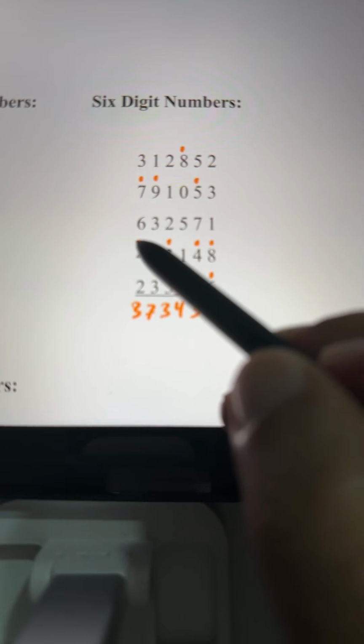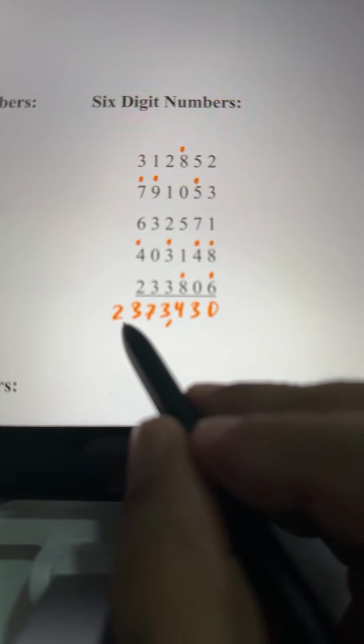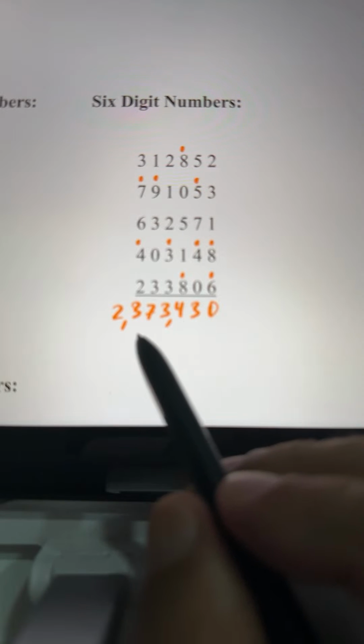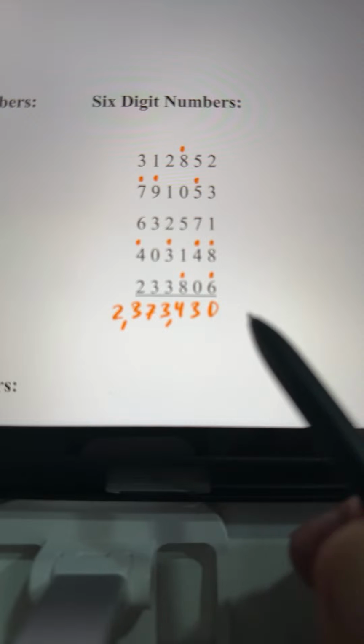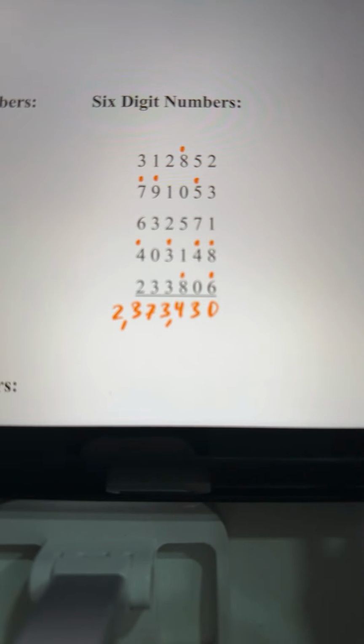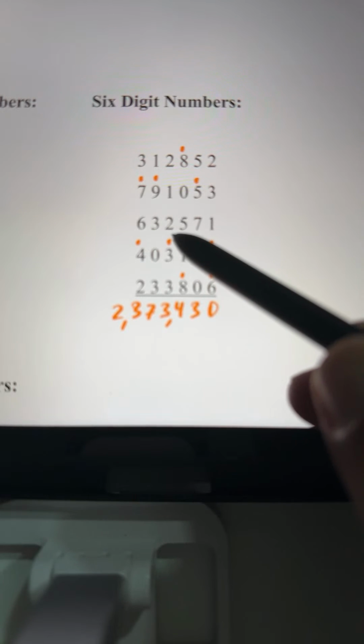1 plus 2 is 3. We write 3 here. And now we don't have any column here. We just count the dots: 1, 2. We write 2 there. And we have this big answer, that is 2,373,430.